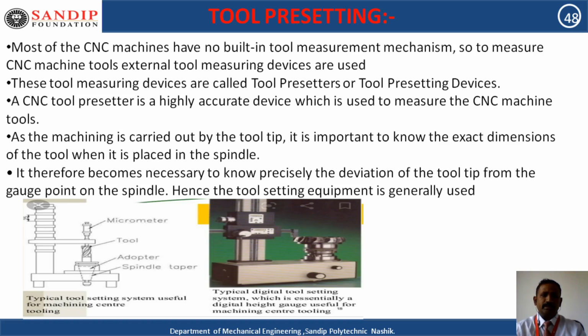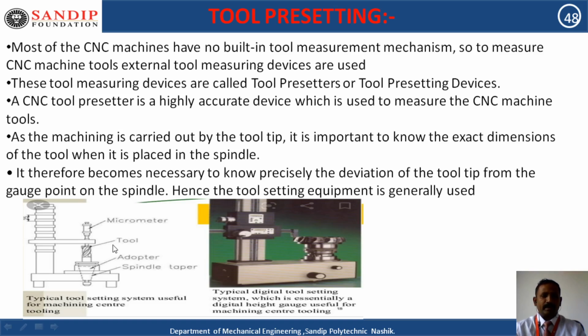A CNC tool presetter is a highly accurate device used to measure a CNC machine tool. As machining is carried out by the tool tip, it is important to know the exact dimension of the tool when it is placed in the spindle, because the same parameters are put in for part programming. If these are wrong, some error may be found during the operation, which may directly affect the workpiece. It therefore becomes necessary to know precisely the deviation of the tool tip from the gauge point on the spindle. Hence, tool setting equipment is generally used.